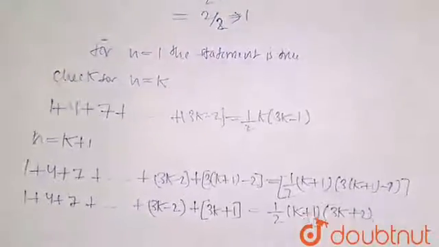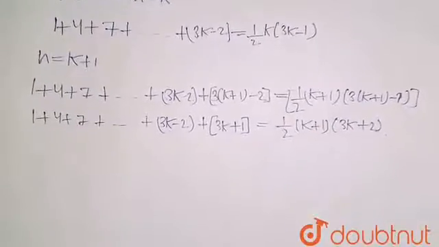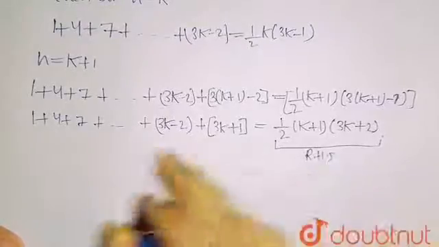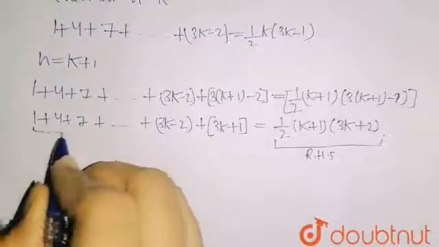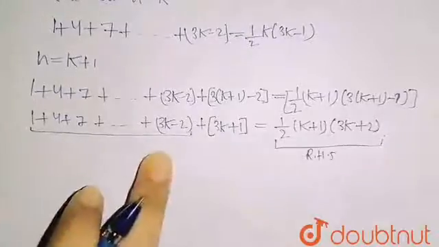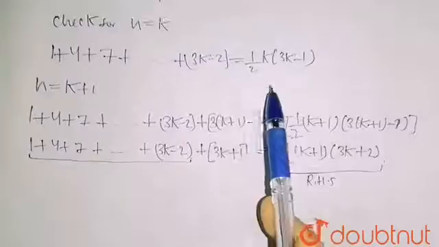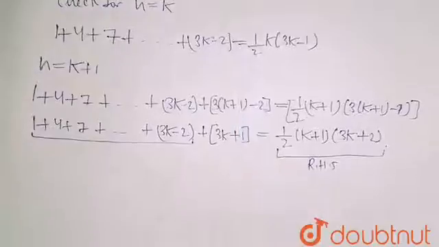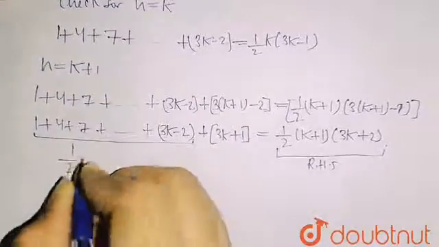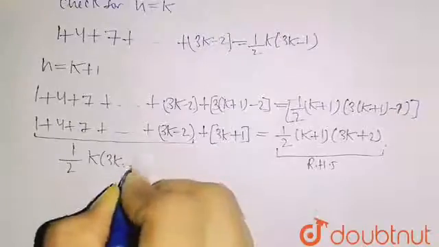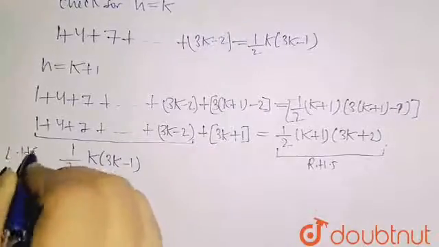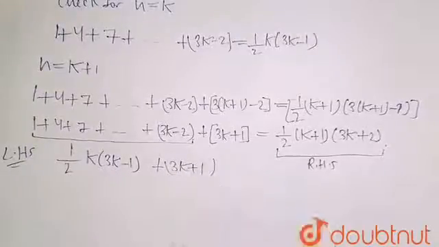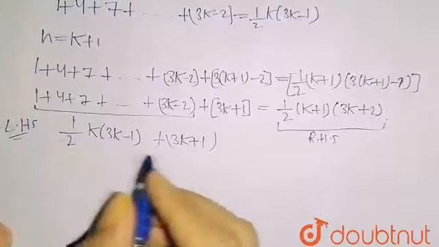Now what you have to do, you have to prove your LHS equals to RHS. Okay. So this is my RHS. You have to prove your LHS equals to this term. Now this quantity from this part, you can see it is equals to what? 1 by 2k 3k minus 1. This value is equals to this term. So I will put the value here. So 1 by 2 k 3k minus 1. Okay. Plus this term which is 3k plus 1. Okay.